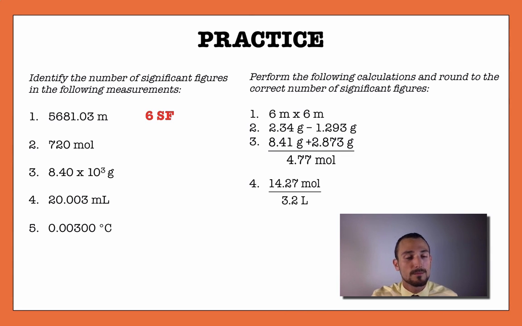So we see the first one is 6 significant figures. All the digits are significant. The next one looks like the trailing 0 rule, but isn't. This last 0 is not necessarily measured, so we omit it. We only have 2 sig figs. With scientific notation, we have 3 sig figs there, everything to the left of the multiplication symbol. We have a big sandwich rule in number 4. The 3 and the 2 sandwich all the zeros in between.